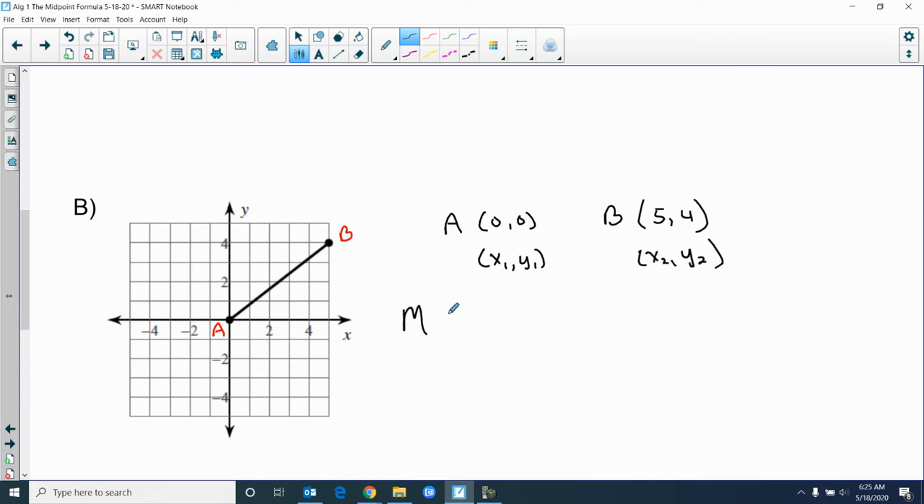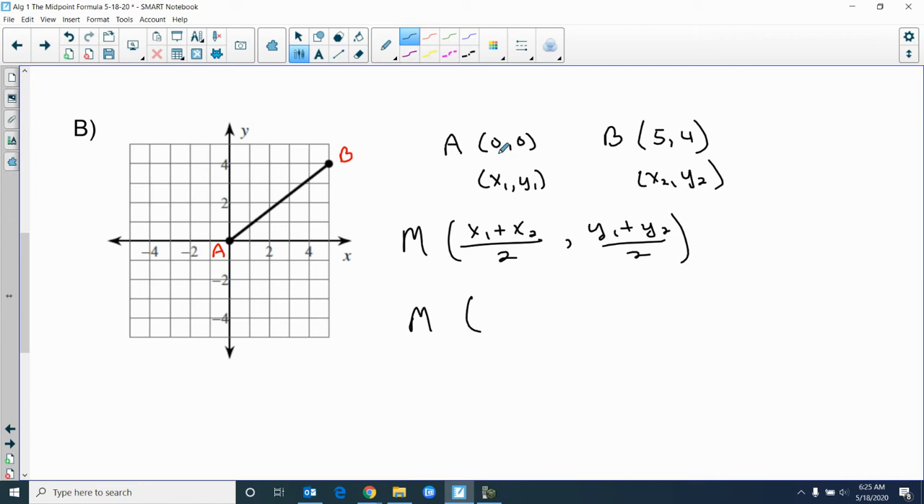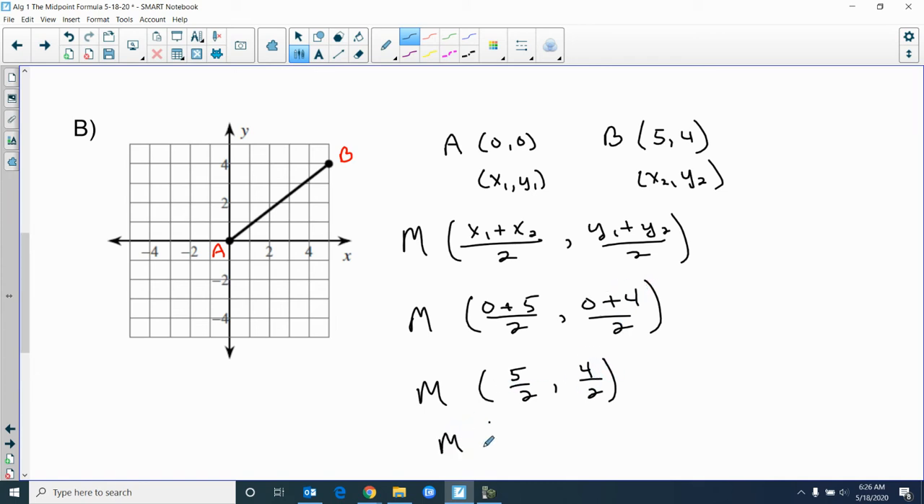Our formula, and I'll write it down again just to help us learn it: x1 plus x2, add the x's together, divided by 2. And then you add the y's together, divided by 2. In this case, the x coordinate is 0, and the x coordinate of the second one is 5. And then you get 0 plus 4 divided by 2. Well, 0 plus 5 is 5, and 0 plus 4 is 4. And that becomes a whole number. So 5 halves, I'm going to leave that because that's a decimal.